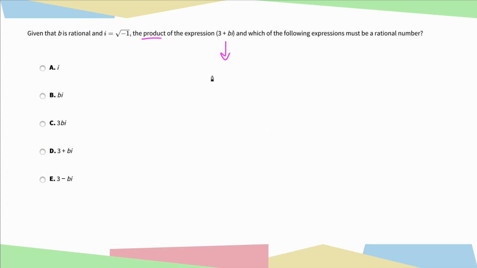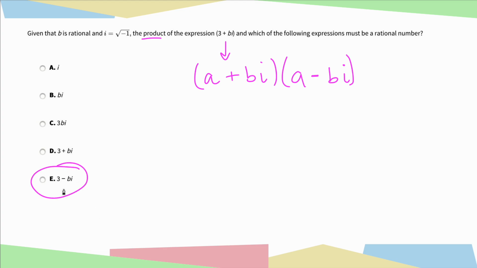So this is in standard form. It's in the form of a plus bi. And remember, one of the main topics that you're going to see is the idea of a complex conjugate, which is where we take this, just as a quick review, and we multiply it by its conjugate, which is the same thing with a minus sign in the middle. So I'm immediately going to go to answer choice E.